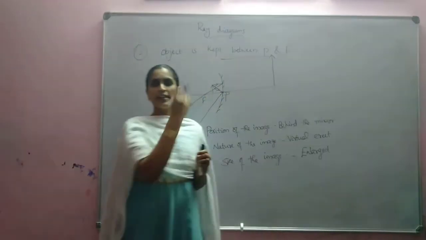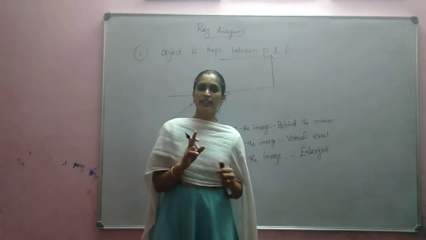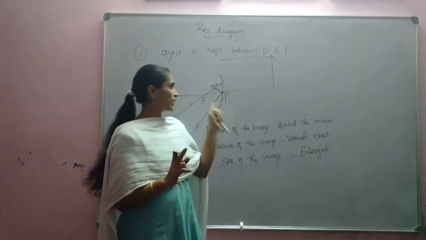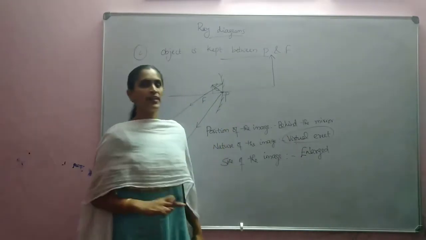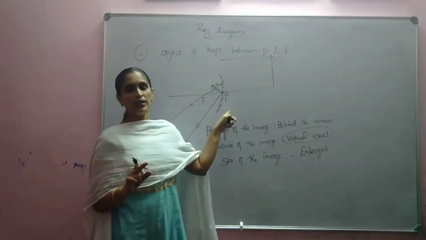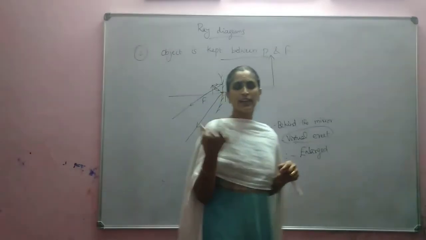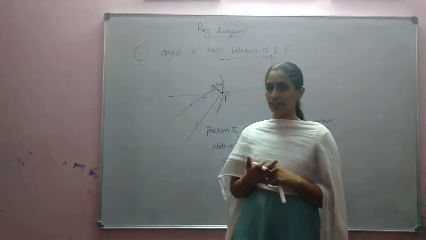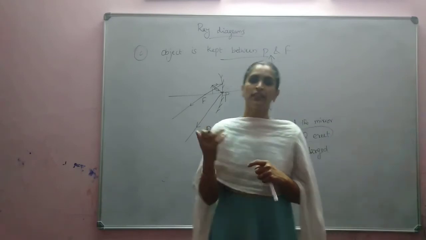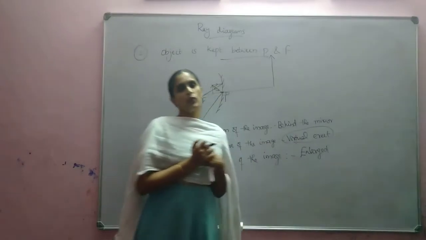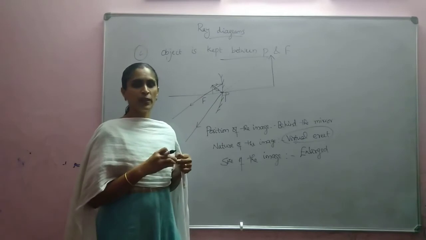So we discussed various cases in the case of concave mirror. You might have noticed that only at one position do we get a virtual and erect image, that is when an object is kept between F and P. In all other cases we are getting a real and inverted image, and only at one position do we get the same sized image, that is when the object is at the center of curvature. Okay, is it clear?